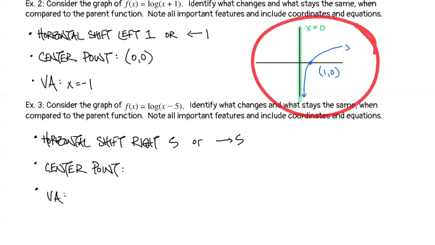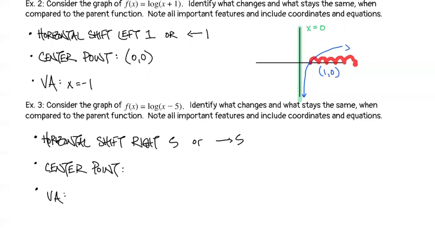We can take that same picture. We can imagine we're at 1, but I'm going to move over 5 places. So 1, 2, 3, 4, 5 places, that's going to get me to not 1, 0, but 6, 0. And same thing, if I take this vertical asymptote and I move it to the right 5 units, 0 plus 5 will give me x equals 5.